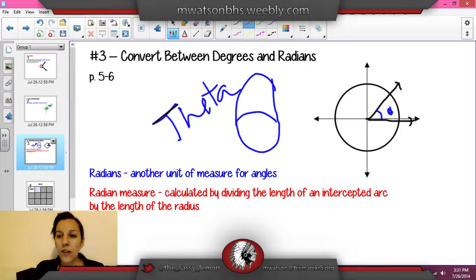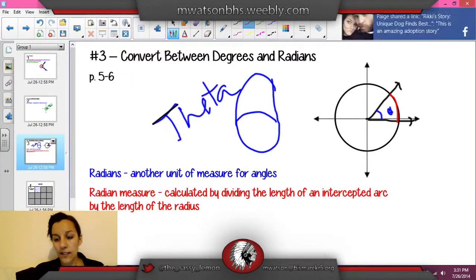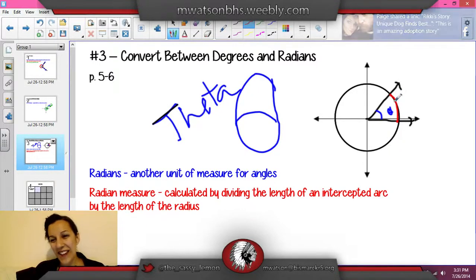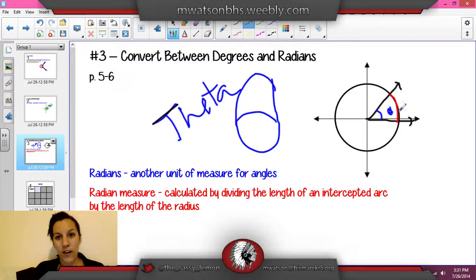So an intercepted arc is the arc that your two rays create. So you can see here this line that I just outlined. Sorry about that. This line that I just outlined, that is the intercepted arc. Think about like a football player catches something. All right, this is where the two rays cross, and the arc that's created there is the intercepted arc.